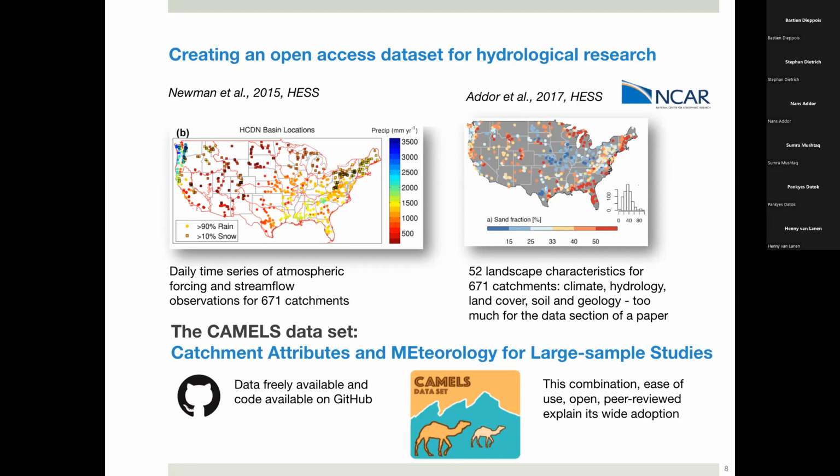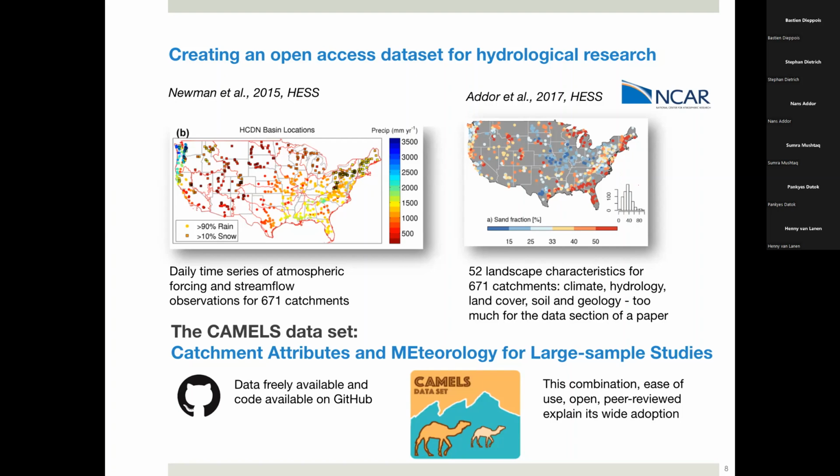And that included daily time series of atmospheric forcing and streamflow observations. And this was for more basins than the MOPEX dataset, with basins that were more equally distributed over the US, longer time series, and more recent data.